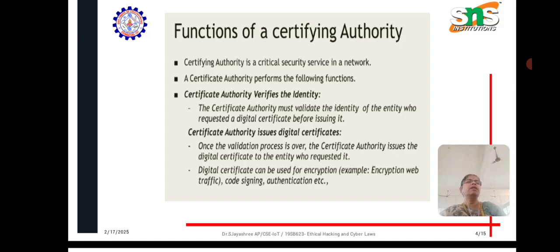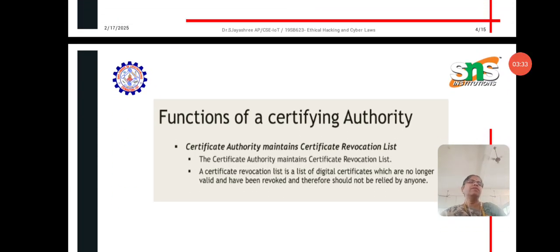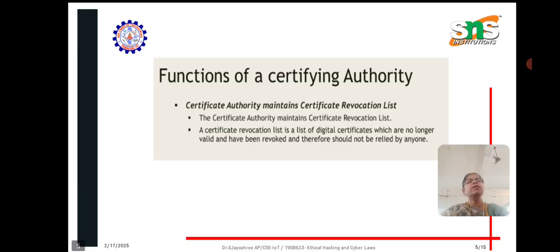The certifying authority must validate the identity of the entity who requested it. So it has to validate the identity of the entity or organization. Otherwise, if it is not valid, the certifying authority can revoke the certificate. So it has to prepare a list. The certifying authority maintains a certificate revocation list, which can revoke the certificates issued. The certificate revocation list is the list of digital certificates which are no longer valid and have been revoked, and therefore should not be relied on by anyone.